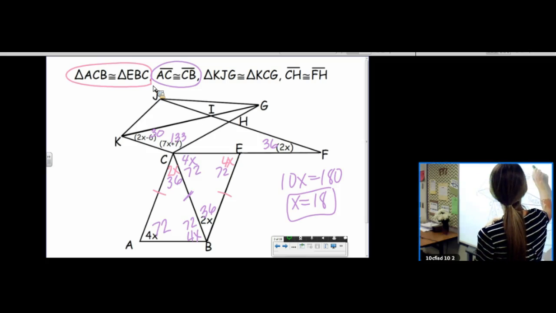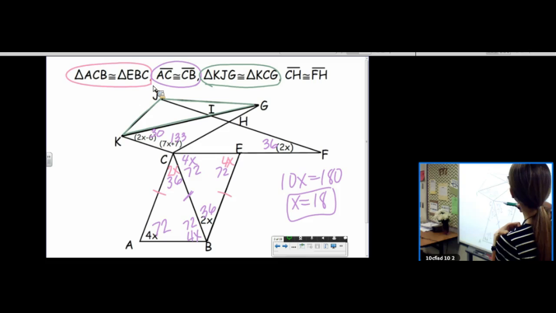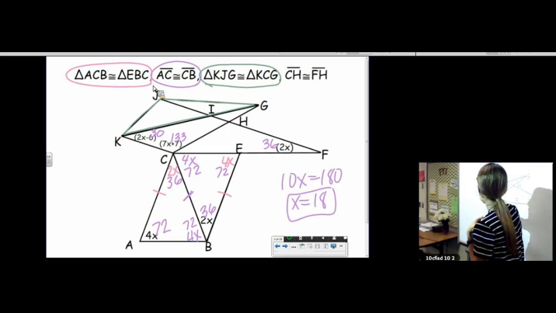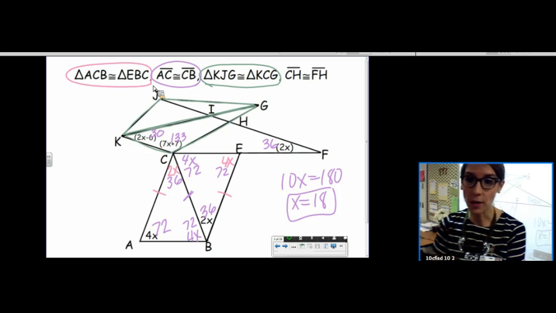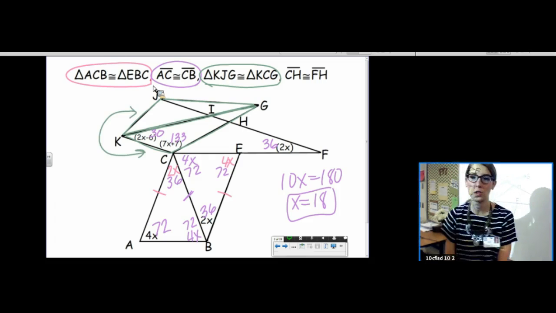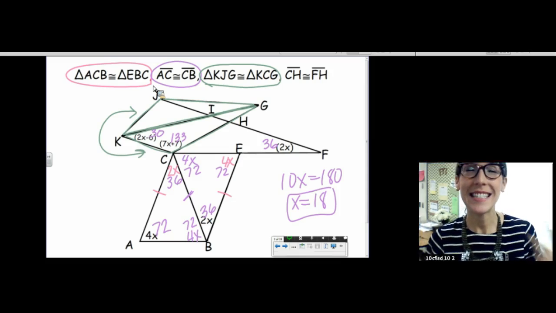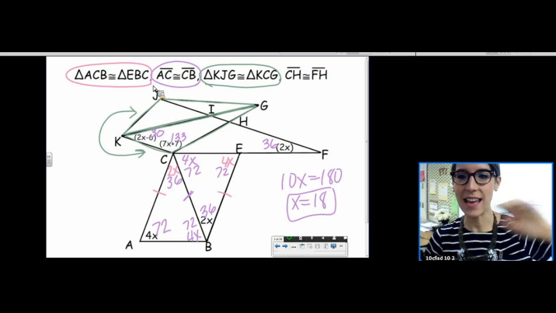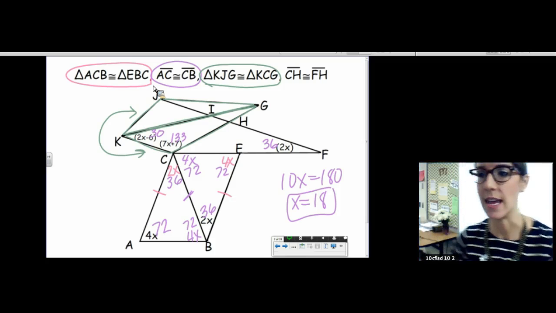It says triangle KJG. Ooh, okay. Triangle KJG is congruent to KCG. Whoa. So that figure right there has symmetry. This triangle matches this triangle. They're identical twins. So let's pretend that KG is like a mirror. It's our line of symmetry. They match. So CPCTC tells us everything in KCG is going to match the corresponding part of KJG.